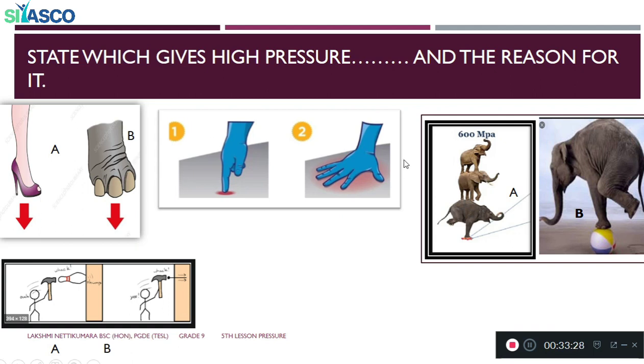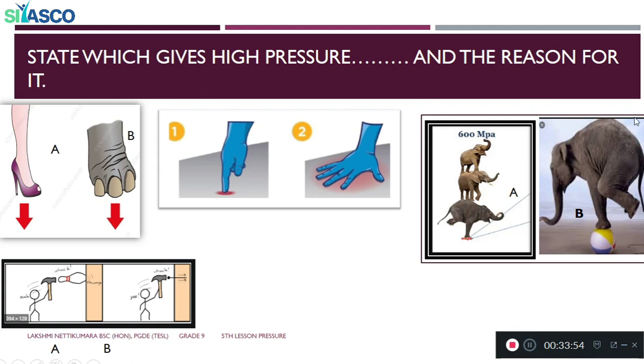In this situation also the same. The one pointed finger gives you more pressure than the palm. Here also the same, the nail or this object having a very blunt edge. Here the object having a very sharp edge, that means the contact area is less, so it's easy to fit into the wall.